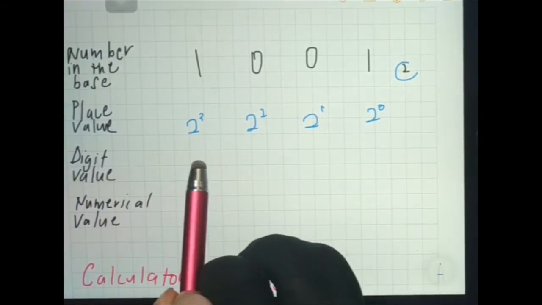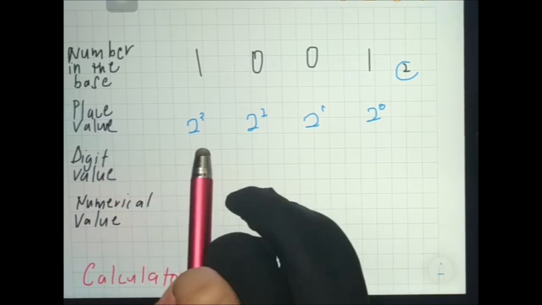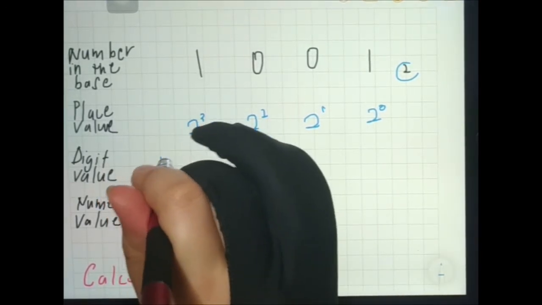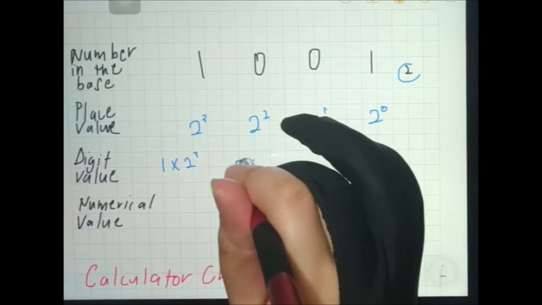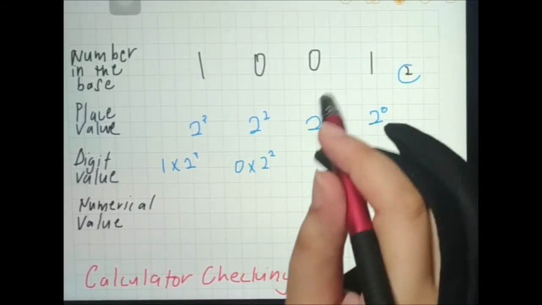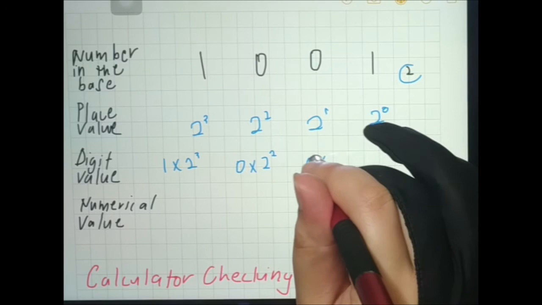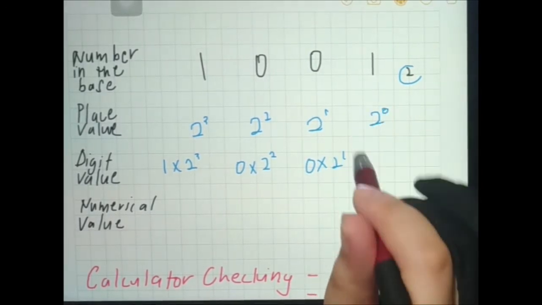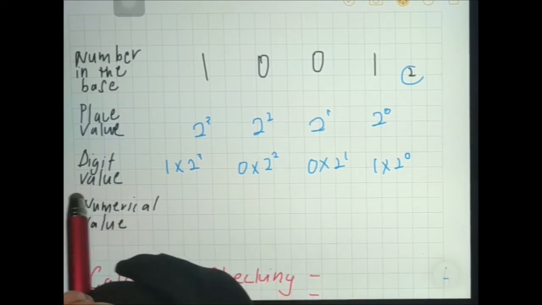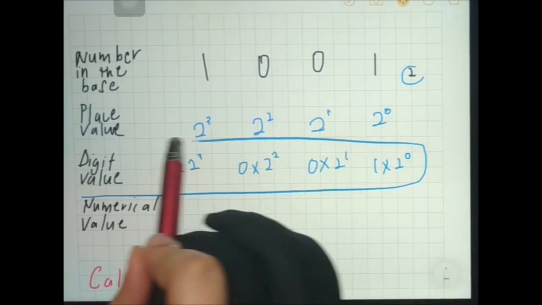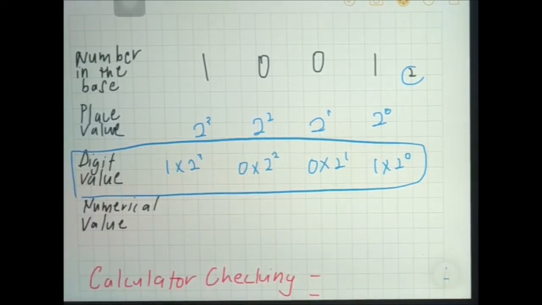Now the digit value is the digit multiplied with the place value. So 1 times 2 to the power of 3, 0 times 2 to the power of 2, 0 times 2 to the power of 1, and 1 times 2 to the power of 0. So numerical value is the addition, the sum of all the digit values.